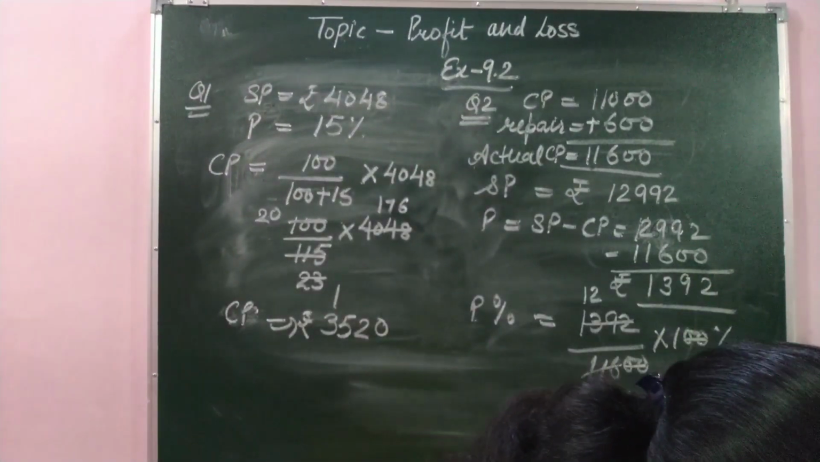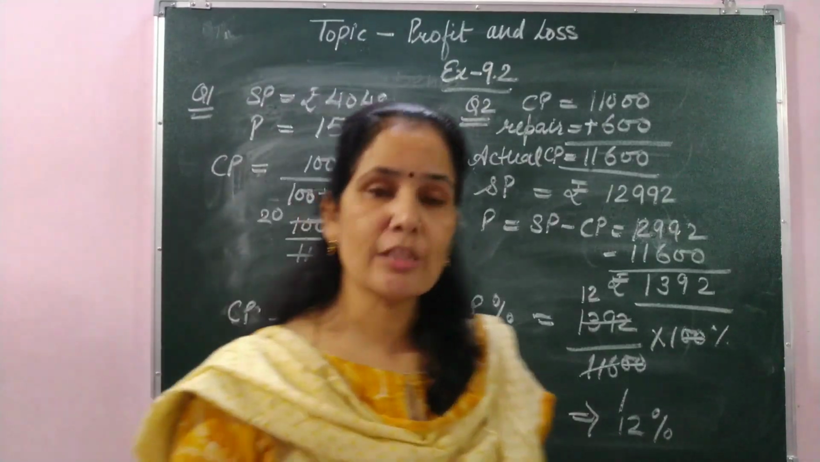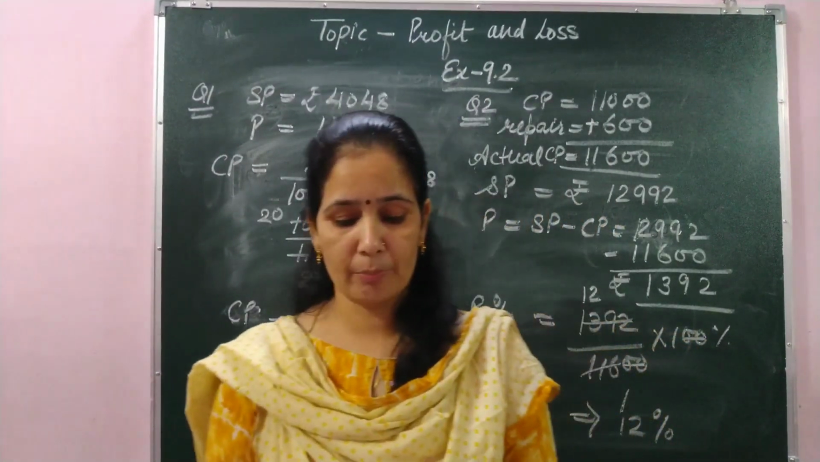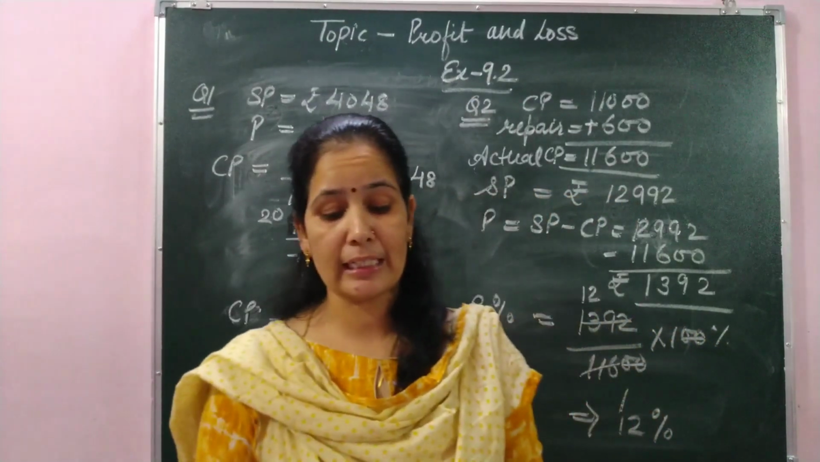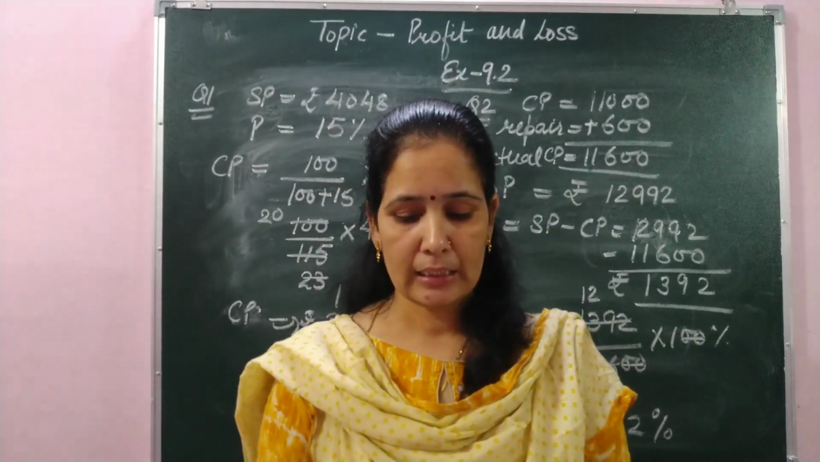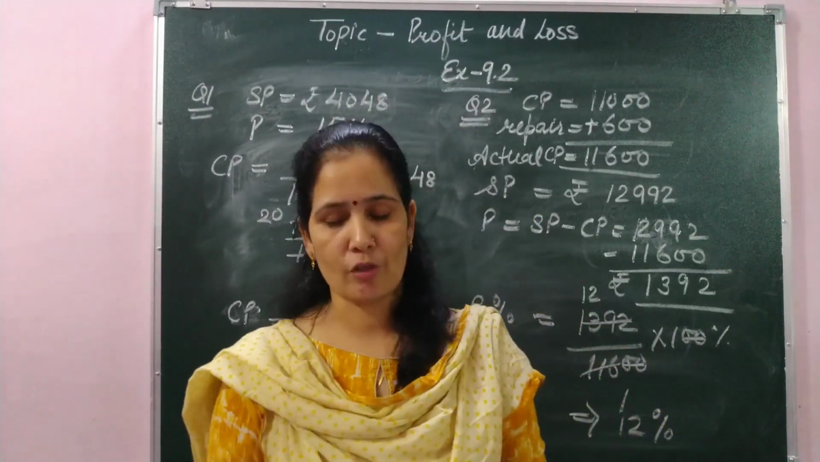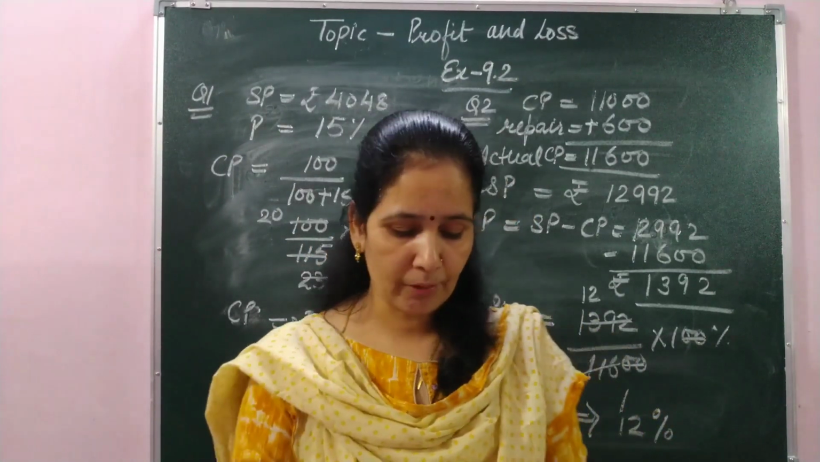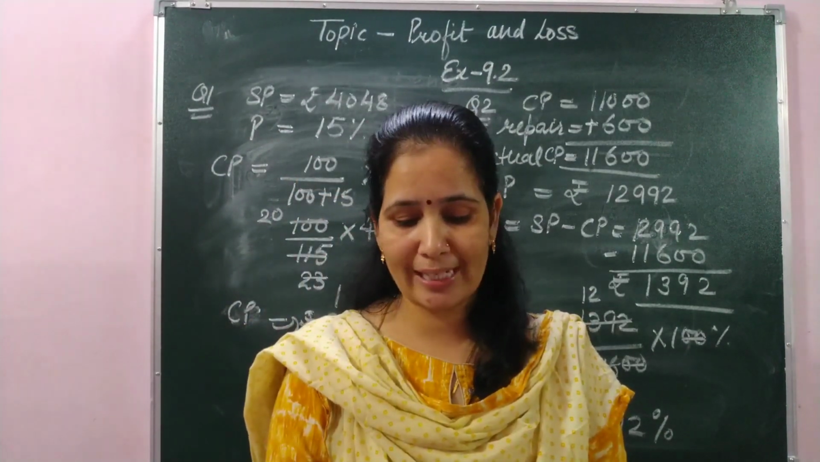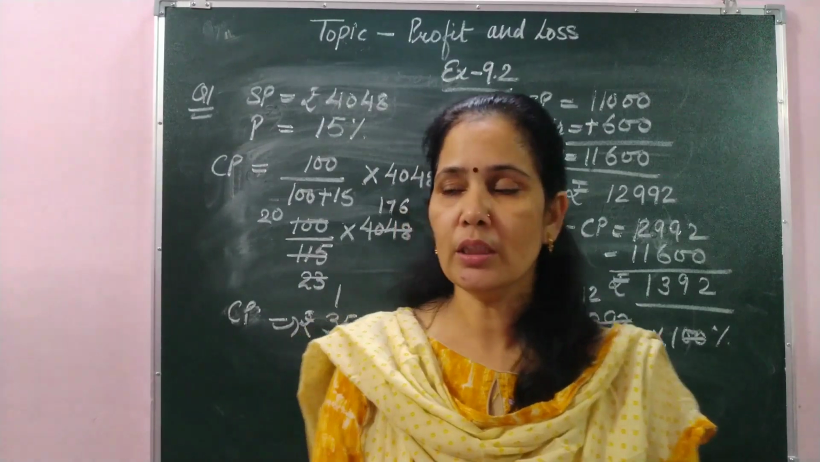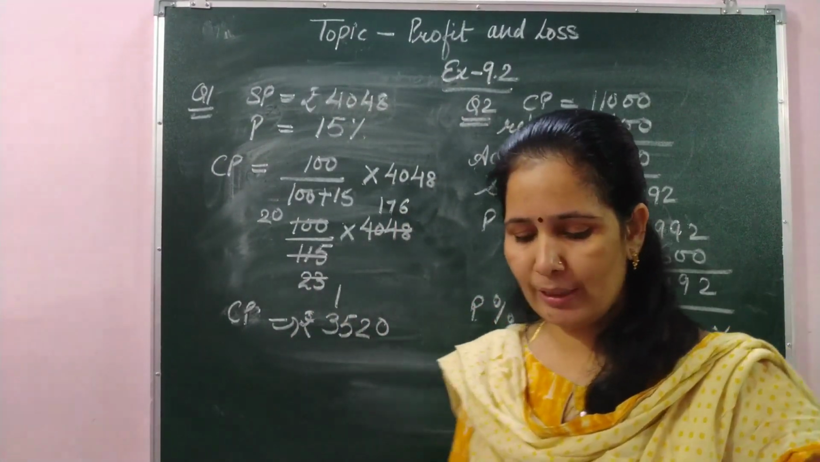Students, question number 3 is the same type as question number 2. In this question, Ranmeet bought an almirah for rupees 2000, spent rupees 300 on getting it painted, and then sold it for rupees 2254. What is the percentage of loss or gain? So the same thing: add the overhead expenses to the cost price, and then find the profit or loss percent. You have to solve this question by yourself.